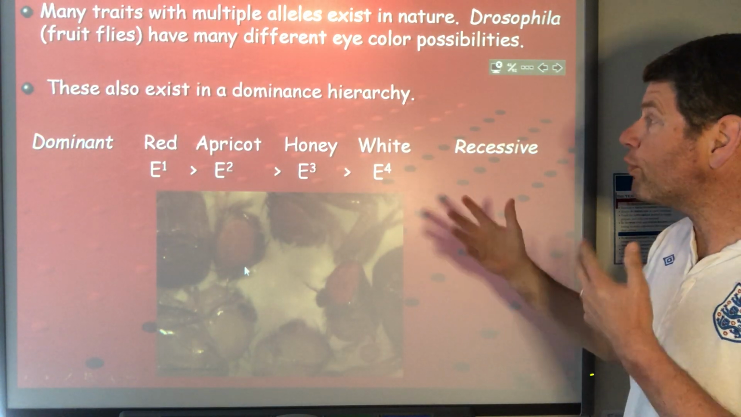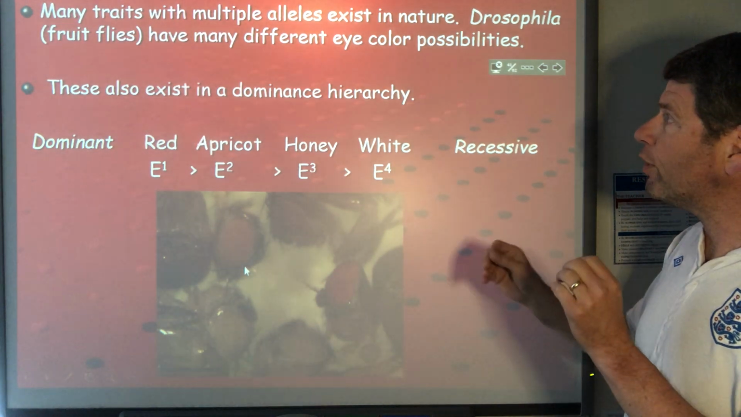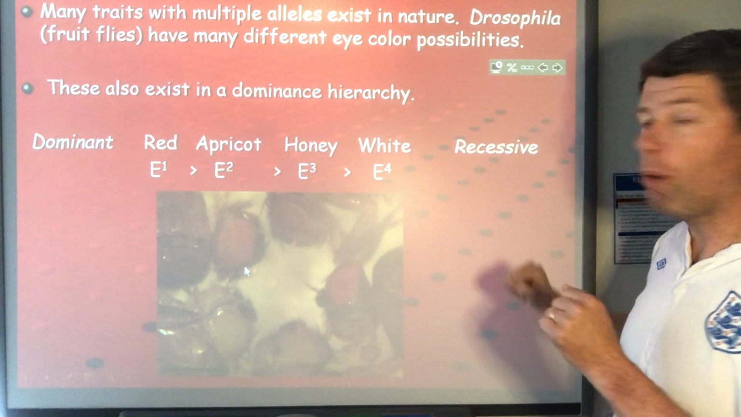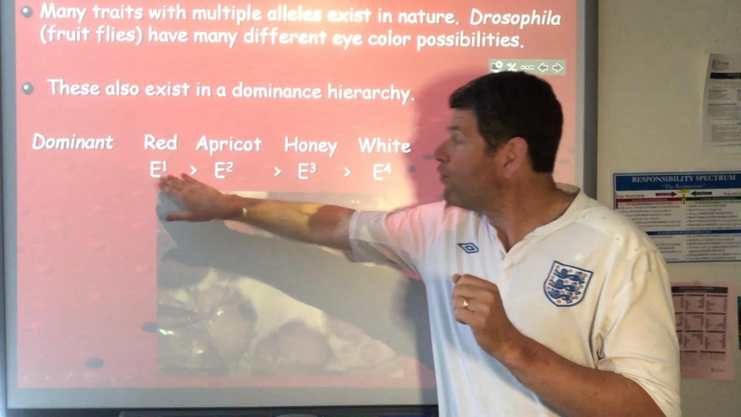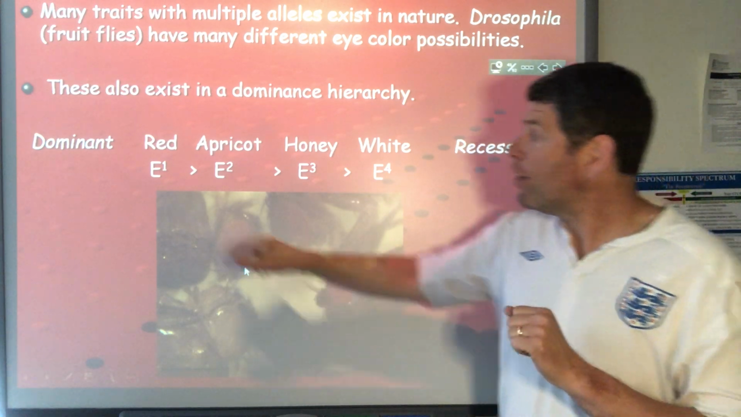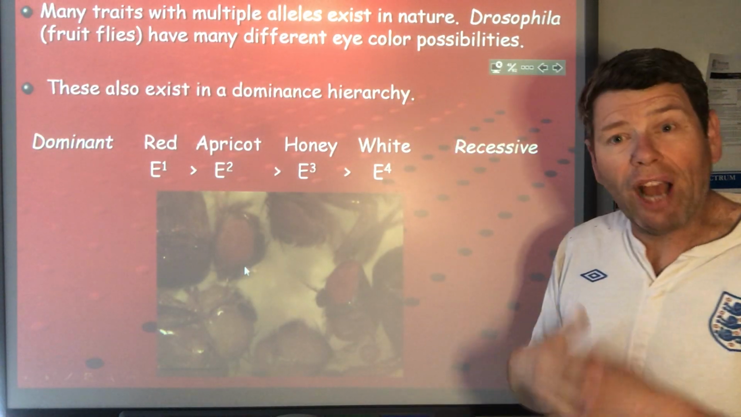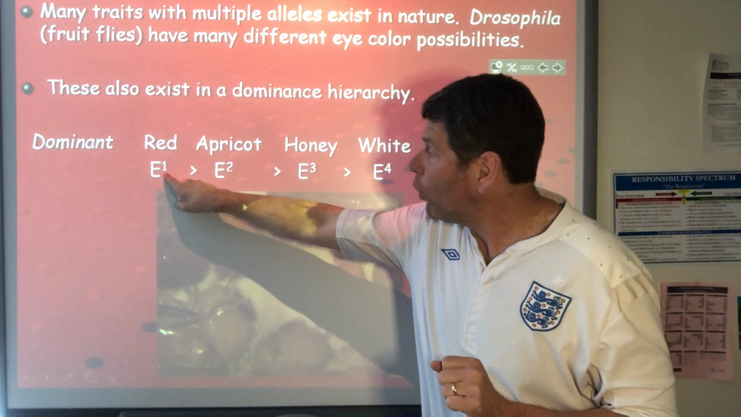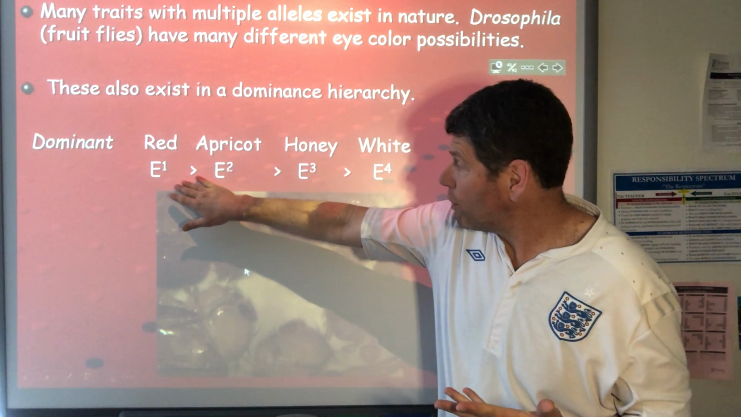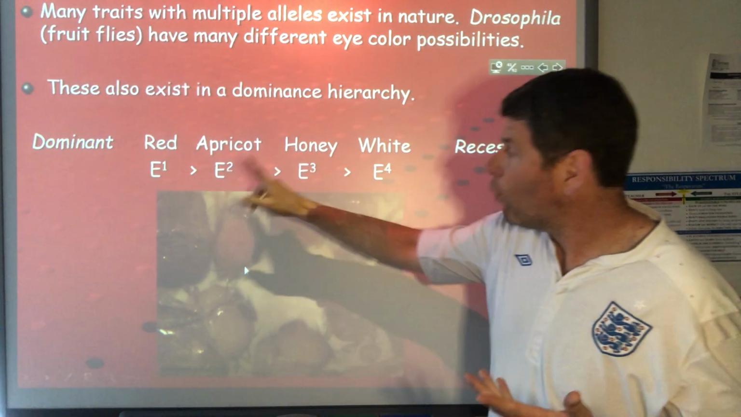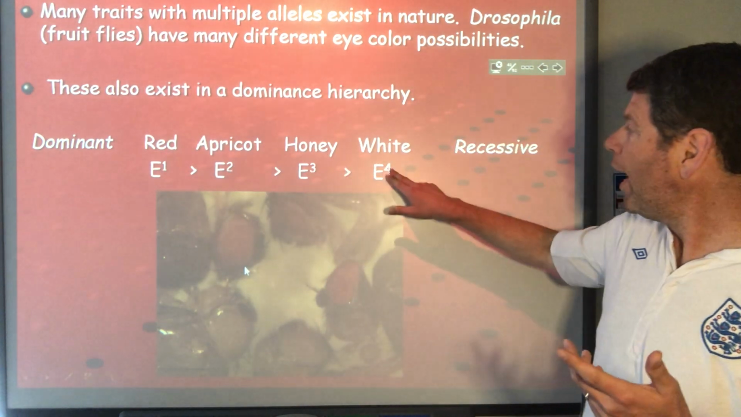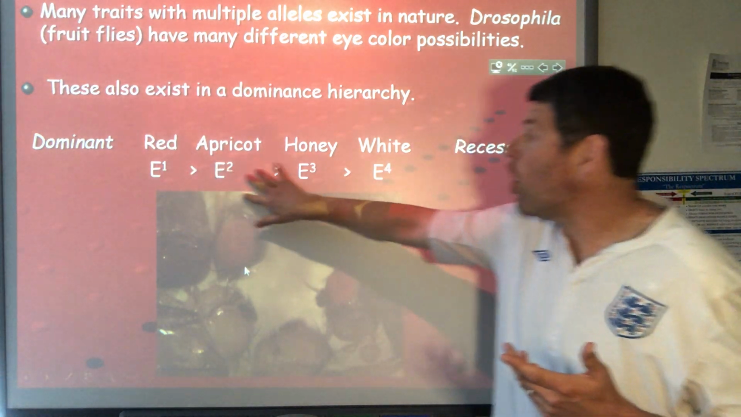So let's say with fruit flies, they can have many different colors of, I think in this case, what are we looking at? Eye color possibilities. So there are 4 different alleles that give rise to their eye color. And so what we do, we're going to use capital E for their eyes, and the superscripts are going to be 1 for red. Now, there is a dominance order for these alleles. That's why the greater than sign. So the 4 different alleles are 1 for red, 2 for apricot, 3 for honey, and 4 for white. And this is the order of dominance.